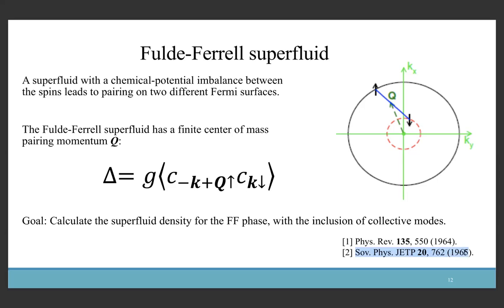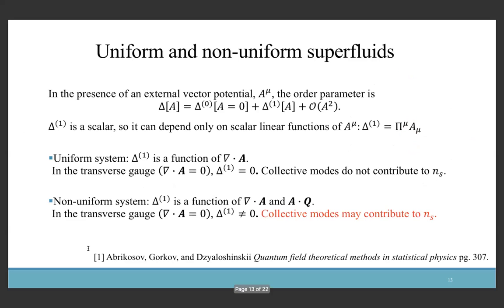However, in Larkin and Ovchinnikov's masterpiece, they did consider the inclusion of collective modes, and they showed that they did contribute, but they only worked in the vicinity of T_c to order delta squared in the order parameter. So I'll present what I believe is the first calculation of the exact superfluid density for the Fulde-Ferrell system. But I just want to present a very general argument which tells you whether or not collective modes should contribute to the superfluid density.